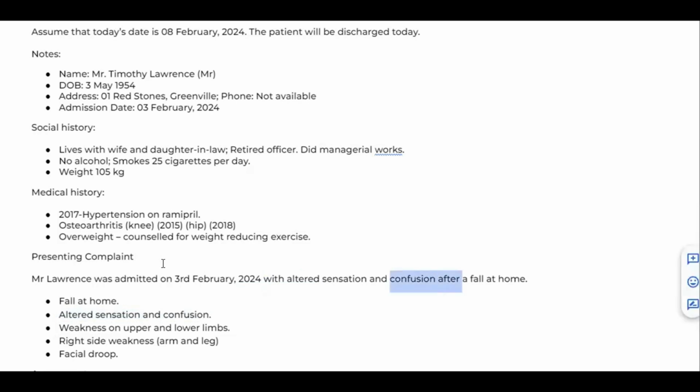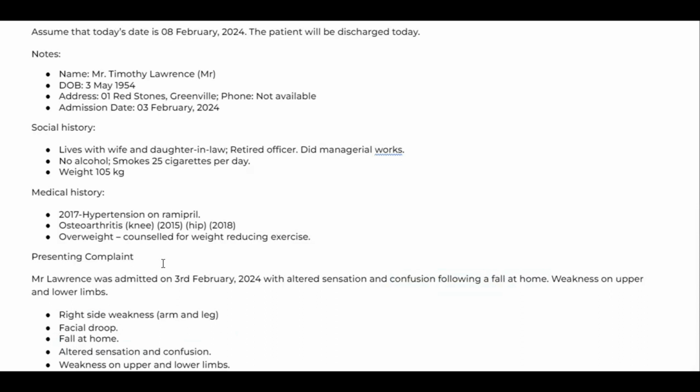Correct? Some people write "followed by a fall at home" instead of "after", which is completely wrong. You can write it this way also, fine: following a fall at home. That is also completely fine. All right, so there is weakness on upper and lower limbs, right side weakness, arm and leg, facial droop. So you also have to include these things here. I'm going to add these things.